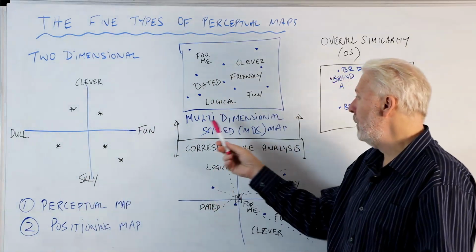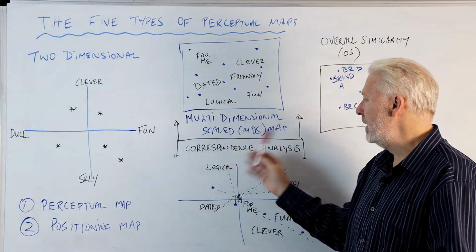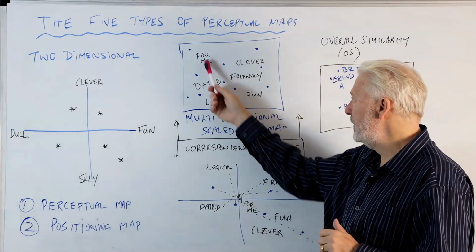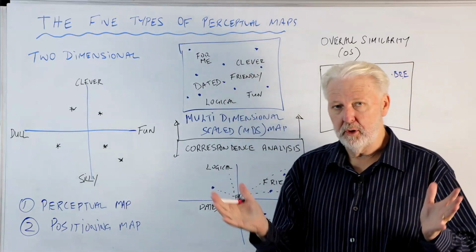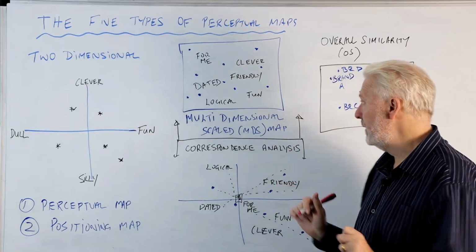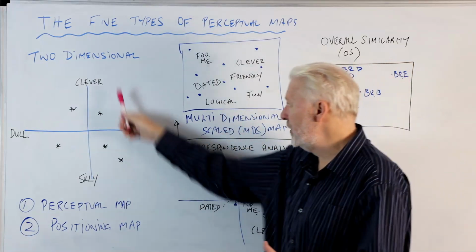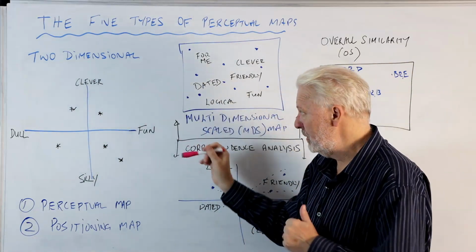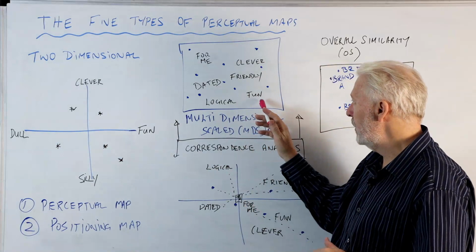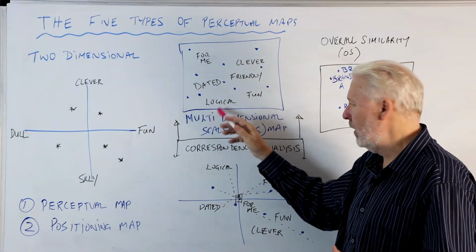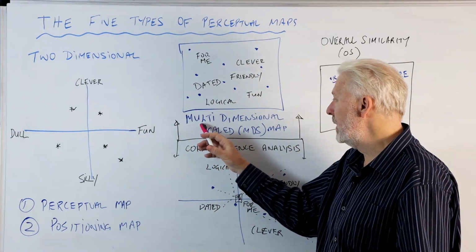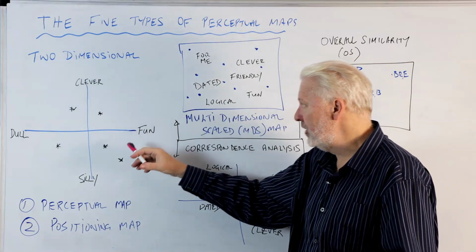Okay, then we're going to look at what's called a multi-dimensional scaled map or scaling map, MDS. And what you notice here is we've got the blue dots, which are the brands. So we're mapping the brands as we have done here, no change so far. But then instead of just 2 attributes, fun, silly, that's 1 attribute. Clever, silly, fun, dull. They're just 2 attributes between them. We've got fun, friendly, clever, for me, dated, logical. Any number of attributes could fit onto this map. So hence we're looking at multi-dimensions, not just 2.